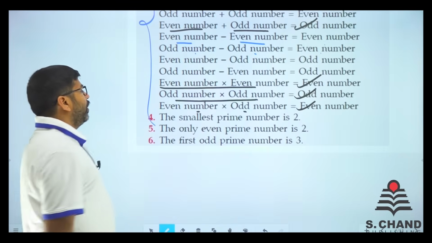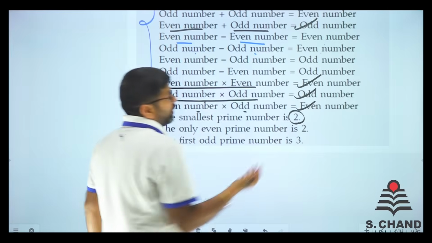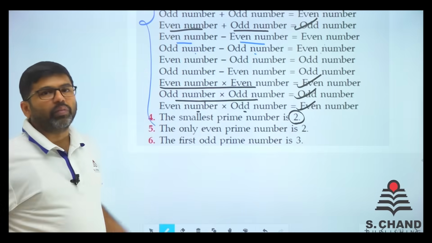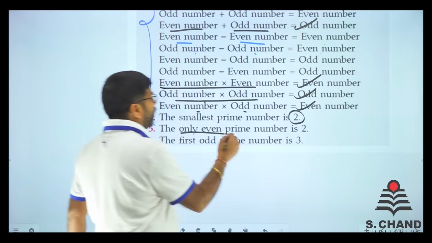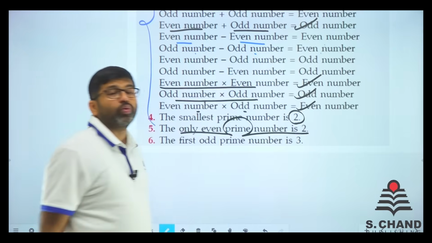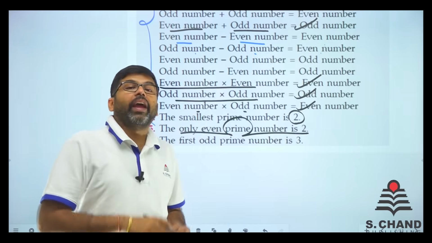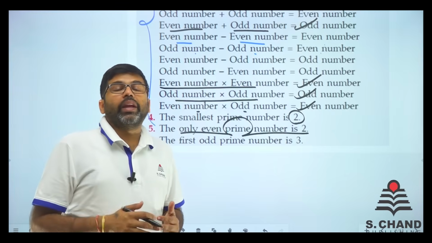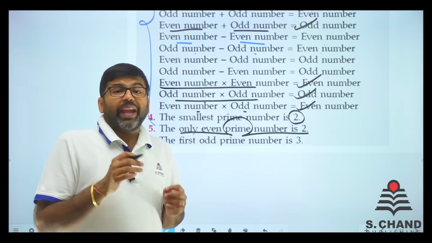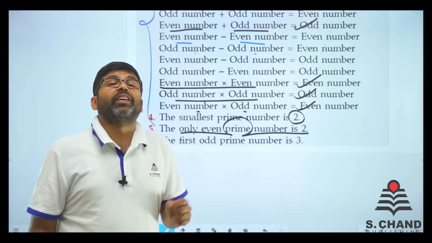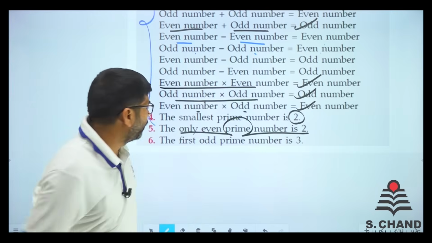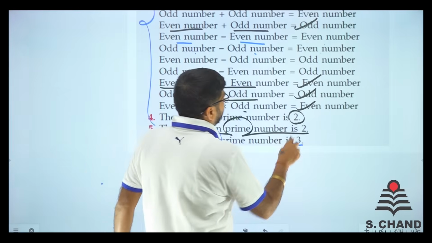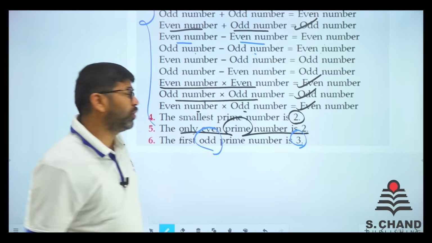Eventually, the smallest prime number is obviously 2, because 1 cannot be a prime number, because 1 is only 1. The only even prime number is 2. Every other number, you can say that any number more than 2, if it is even, is obviously divisible by 2, so it cannot be a prime number. The first odd prime number is 3, that you know, right?